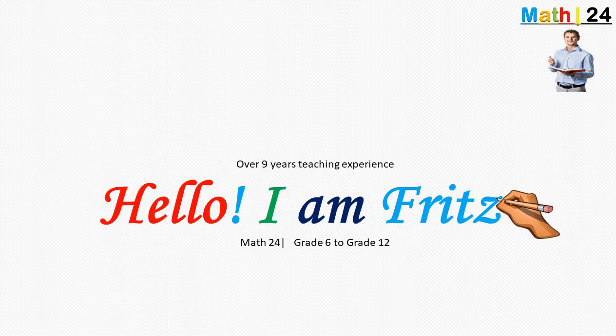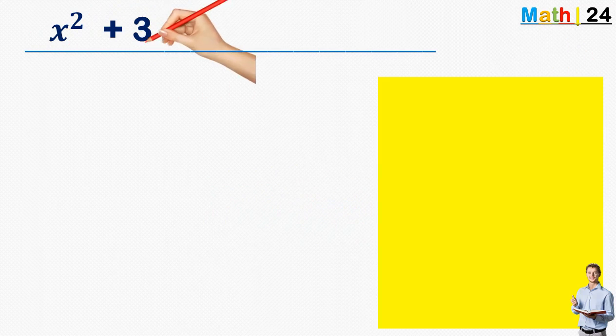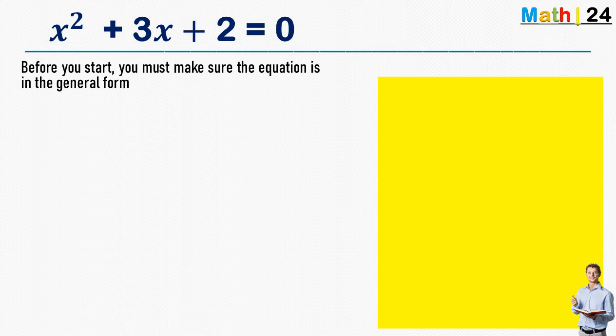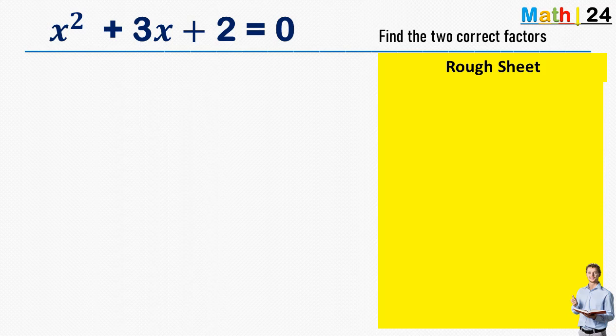Hello, I'm Fritz, and in this tutorial we are going to be looking at solving quadratic equations by the factorization method. Let us start by taking this example where x squared plus 3x plus 2 equals 0. Before you start, you must make sure that the equation is in the general form. We now find the two correct factors which are required. Let us move on to the rough sheet and see how this is done.